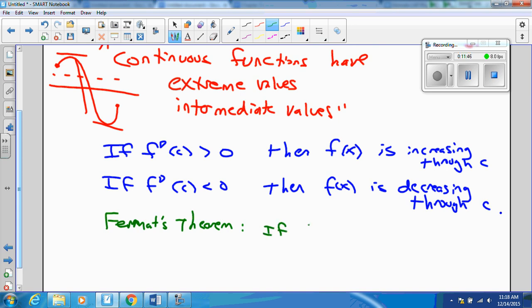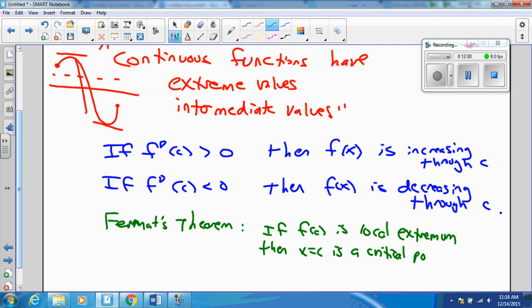Fermat's theorem. If f of c is a local max or local min, a local extremum, then x equals c is a critical point. And our slogan is local extrema only occur at critical points.